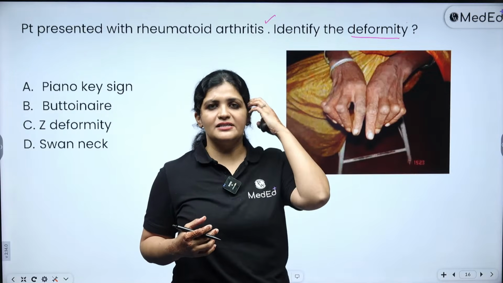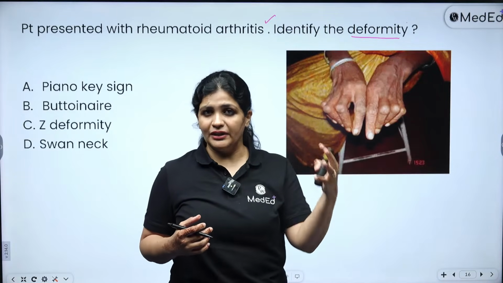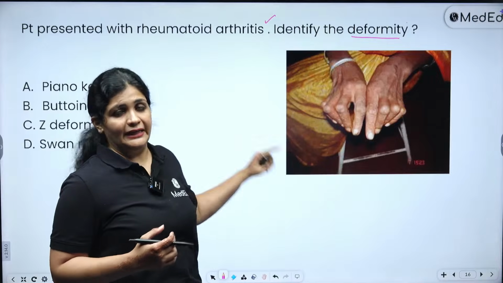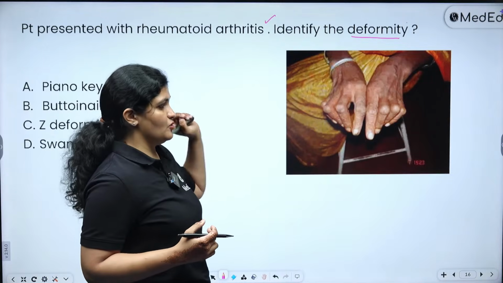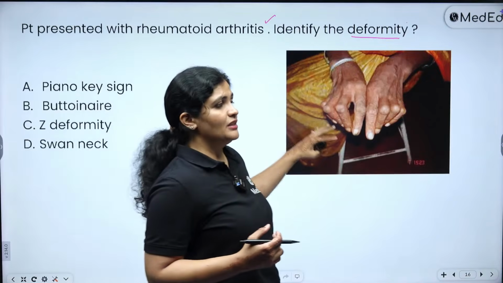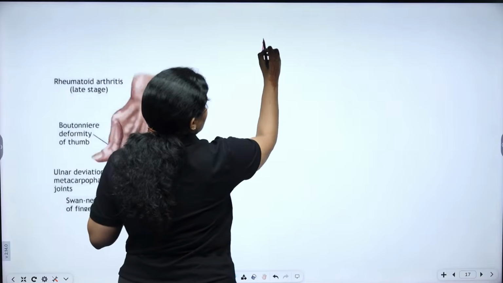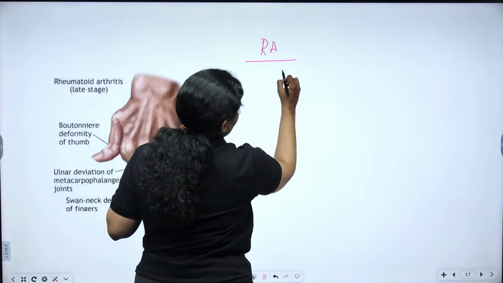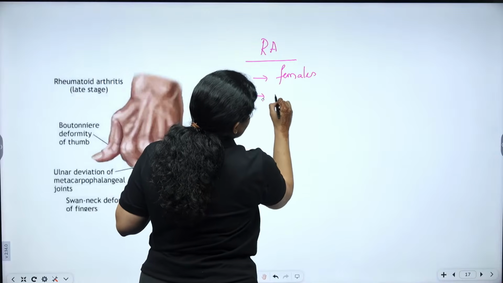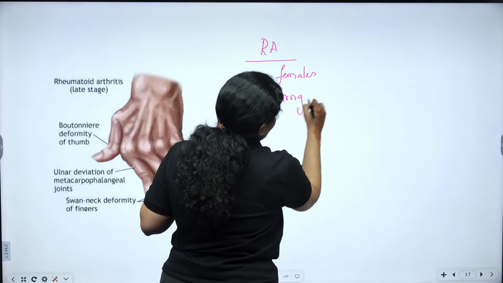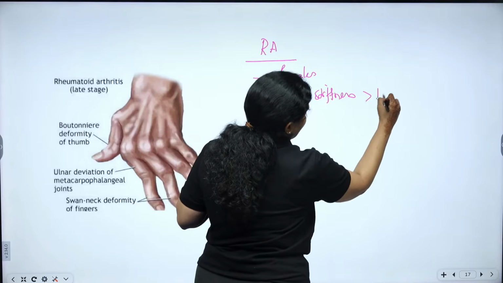So this antibody is the RA factor, and now this RA factor destroys certain parts of the body, especially your cartilage, resulting in what is called arthritis. So whenever the patient presents with rheumatoid arthritis, what you have to remember is, first, you see it most commonly in females, and the questions already start with morning stiffness of more than 1 hour.